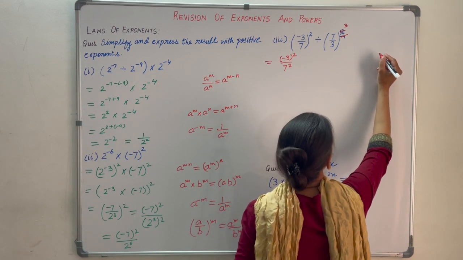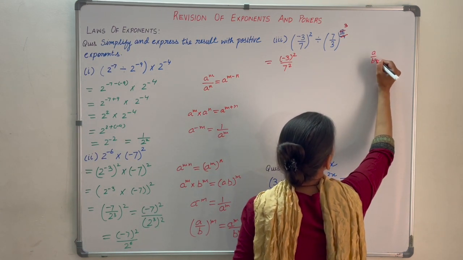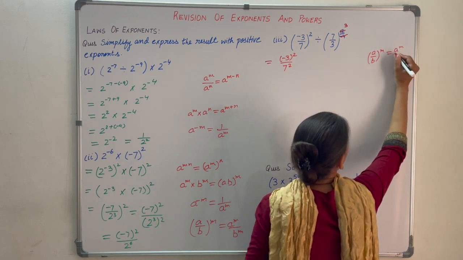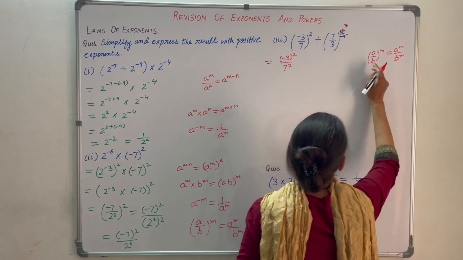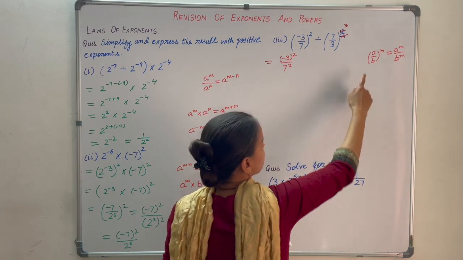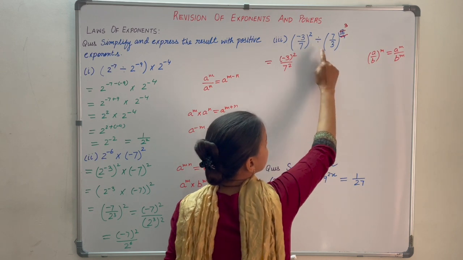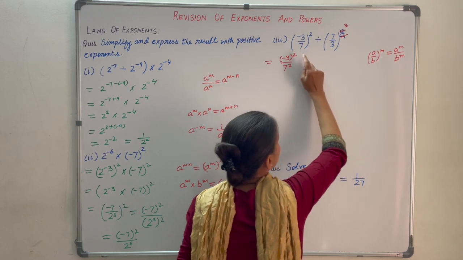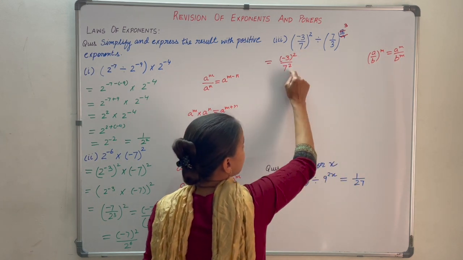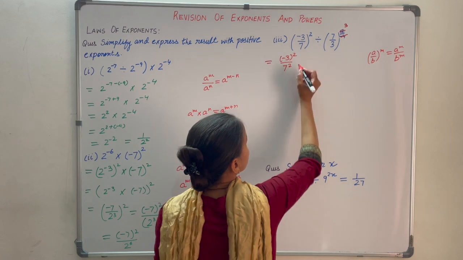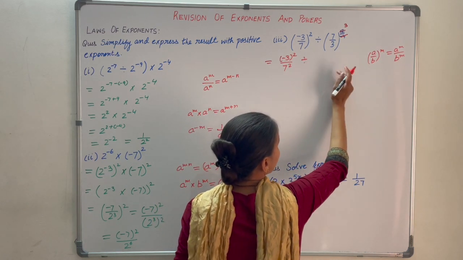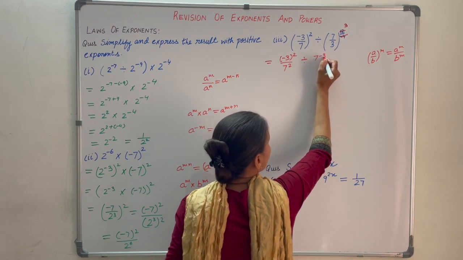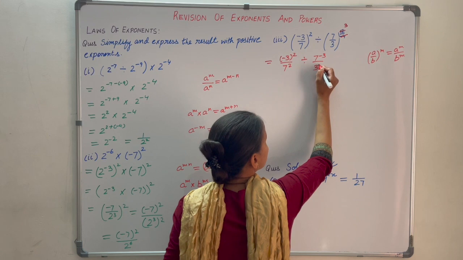I have used this law here: (a/b) whole raised to the power m is equal to a raised to the power m upon b raised to the power m. So here a is minus 3, b is 7, m is 2. So a raised to the power m is (minus 3) whole square, b raised to the power m is 7 square. This is divided by, I am going to use the same law again, 7 raised to the power minus 3 upon 3 raised to the power minus 3.